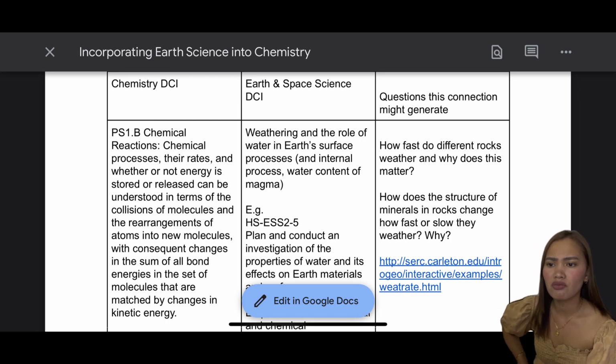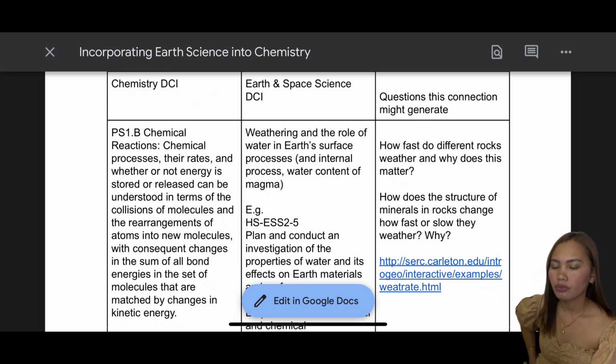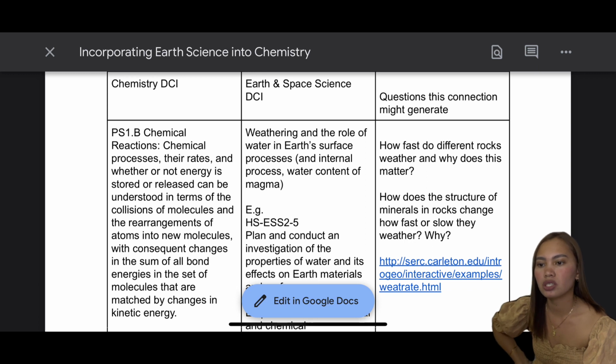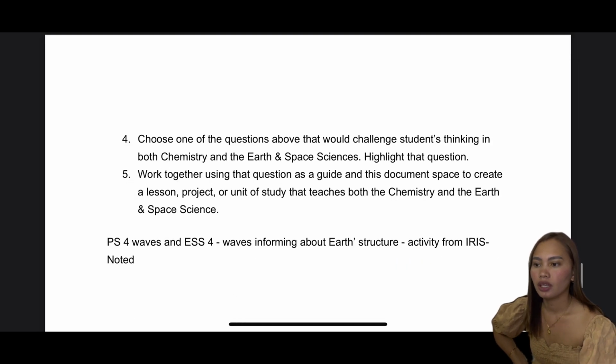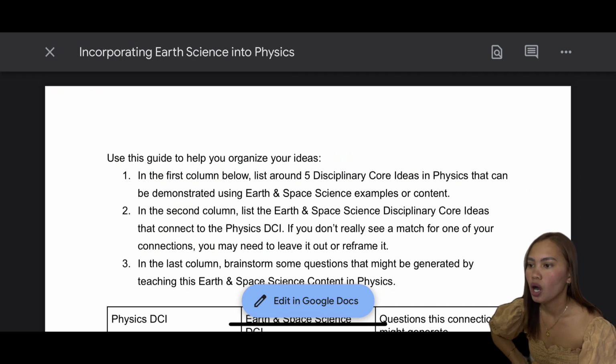How fast do different rocks weather and why does this matter? And how does the structure of minerals in rocks change? How fast or slow they weather and why? And a lot more. And let's proceed to incorporating earth science into physics.